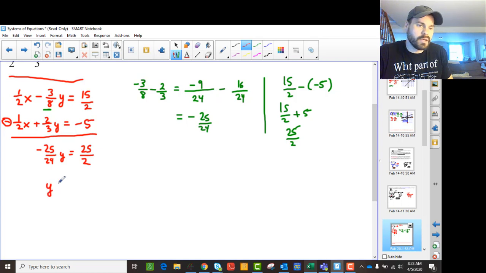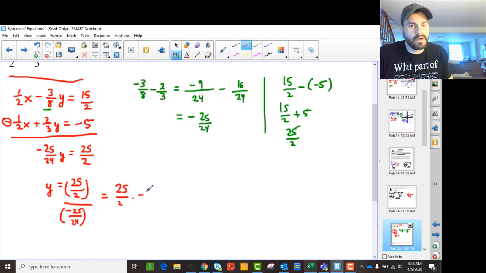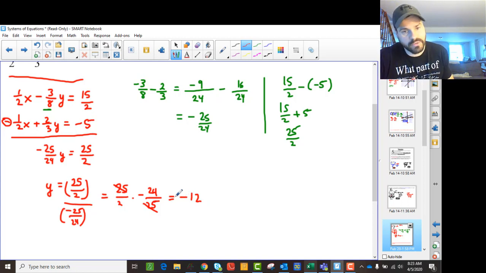So then y becomes 25 over 2 divided by minus 25 over 24. So that is 25 over 2 multiplied by minus 24 over 25. And if you divide the 25s, I get minus 24 divided by 2. And I get minus 12. So y is minus 12.